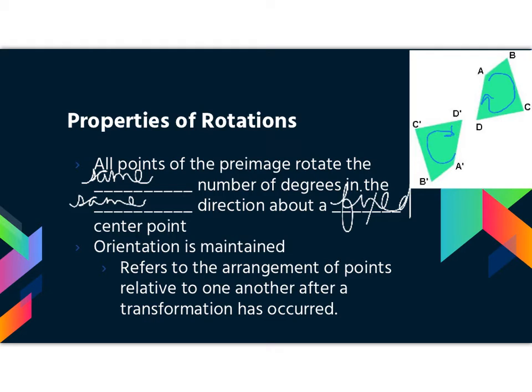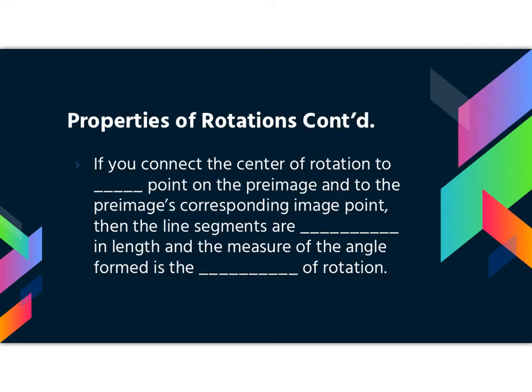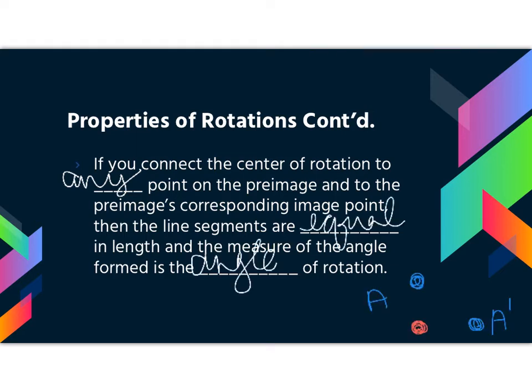So orientation is maintained. If you connect the center of rotation to any point on the pre-image and to the pre-image's corresponding image point, then the line segments are equal in length, and the measure of the angle formed is the angle of rotation. So for instance, you can see with this image, I rotated A to A prime 90 degrees counterclockwise, and then if I connect my pre-image point to the center of rotation, and then my image point to the center of rotation, it forms that 90-degree angle.